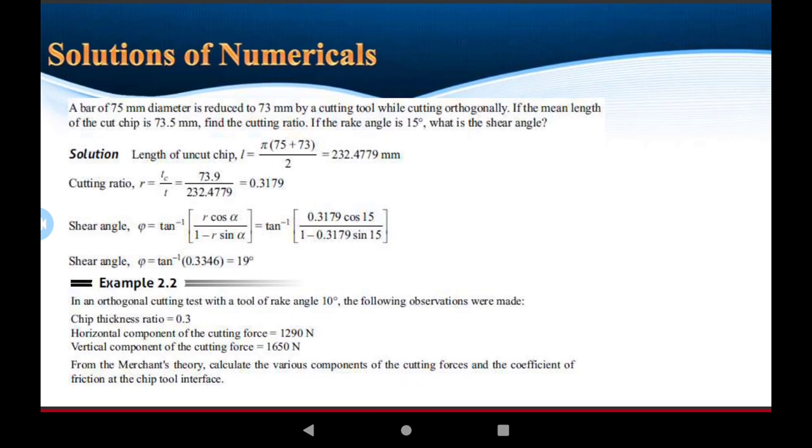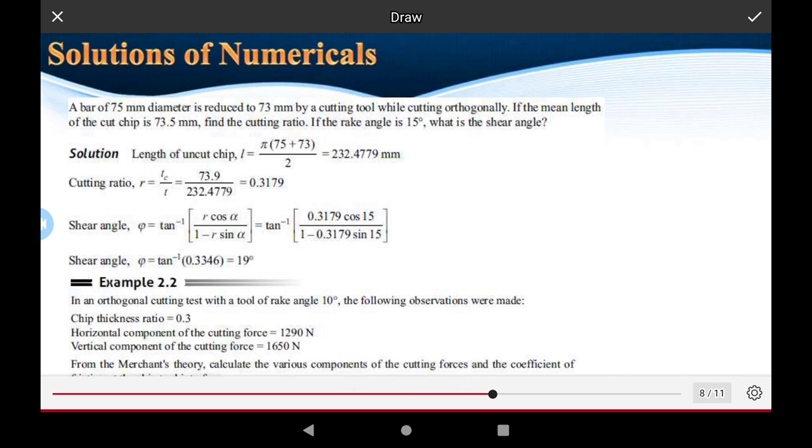The solution for the numerical: a bar of 75 diameter is reduced to 73 by the cutting tool while cutting orthogonally. If the mean length of the cut chip is 73.5, find the cutting ratio. If the rake angle is 15 degrees, what is the shear angle? The length of the uncut chip thickness is 5, and the total thickness is 5 plus 73 plus 2. This is the length, the thickness of the uncut chip.